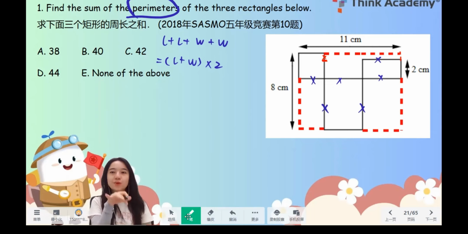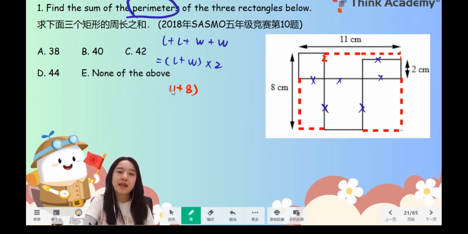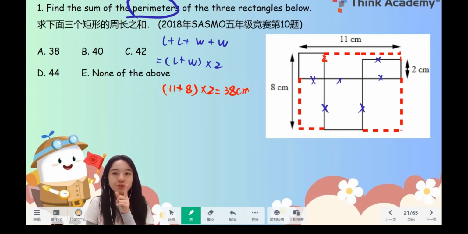And you can see for this rectangle, we know its length is 11, the width is 8. Its perimeter should be 11 plus 8, then multiplied by 2, equals 38 centimeters. But don't forget to check it. Have we calculated all the sides, especially the sides which are in the shape? And then you will find there are 2 extra ones.